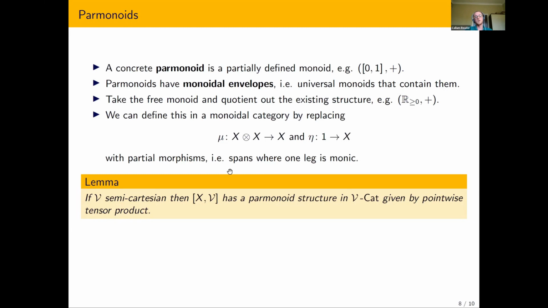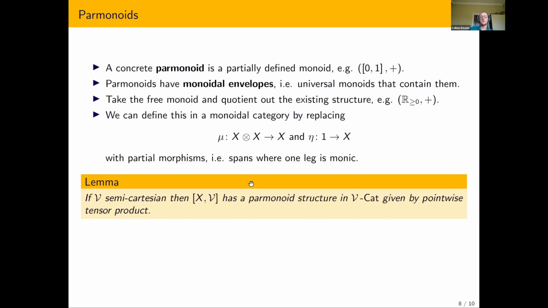And it turns out that if you've got some base for enrichment V, if it's semi-Cartesian, then this co-appreciative category will have a par monoid structure. So if it's Cartesian, it's a monoid structure, but if it's semi-Cartesian, it's this par monoid structure, I mean up to isomorphism. And it gives you a kind of pointwise tensor.